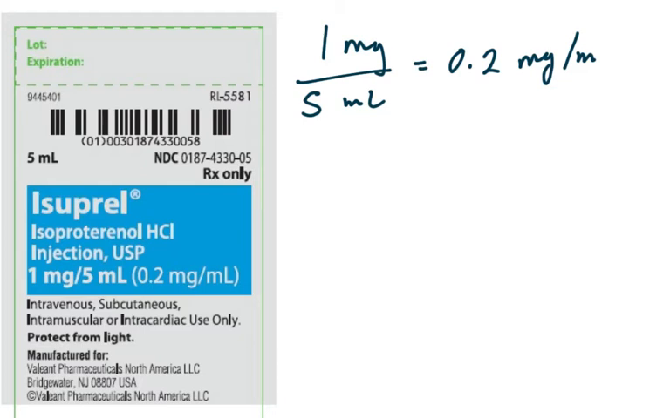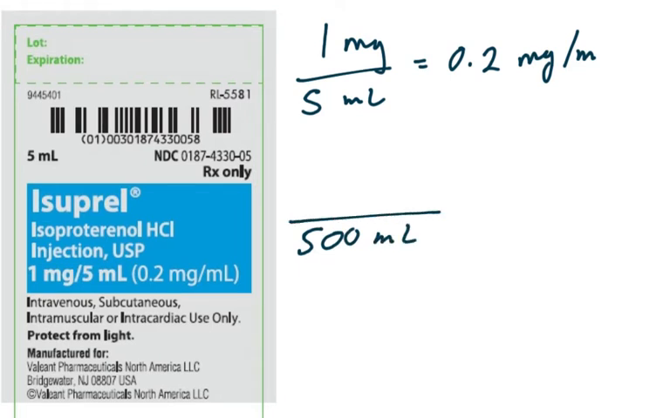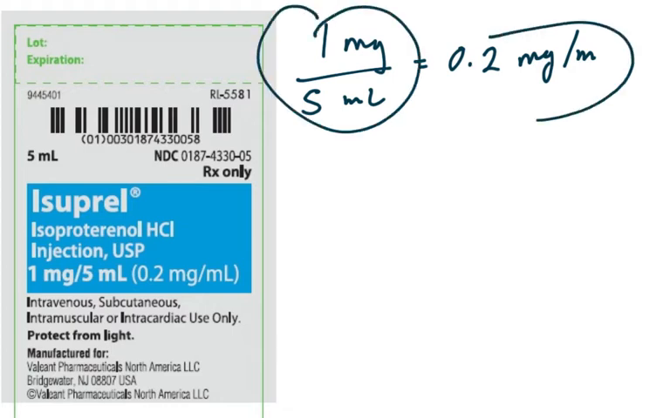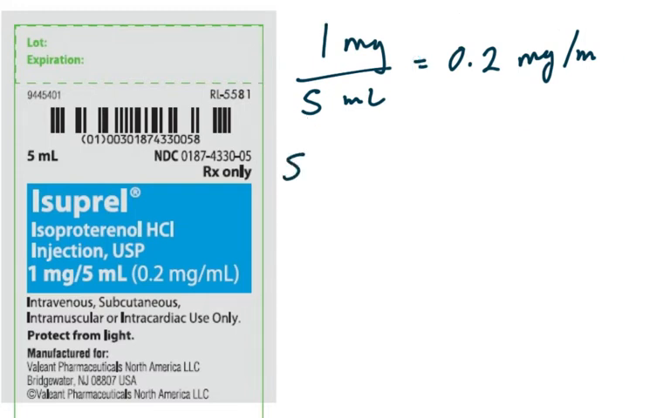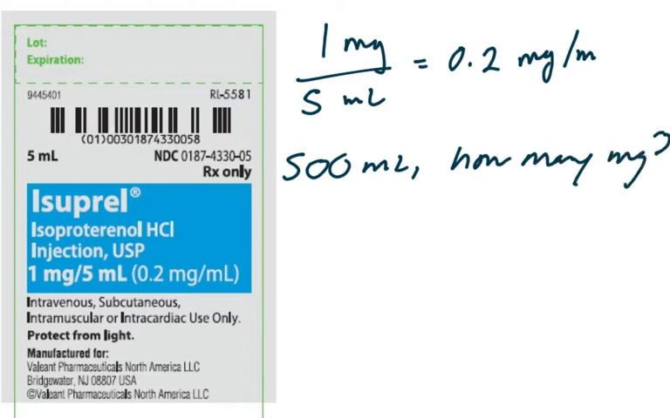Or if we had, let's say 500 milliliters. Well, this is kind of getting ahead, but let's do it. This is going to be like the next question. But if we have concentration, and it can be written in either of these forms, right? 1 over 5 or 0.2 over 1, and we had 500 milliliters, how many milligrams would be in there? How many milligrams of isoprel?